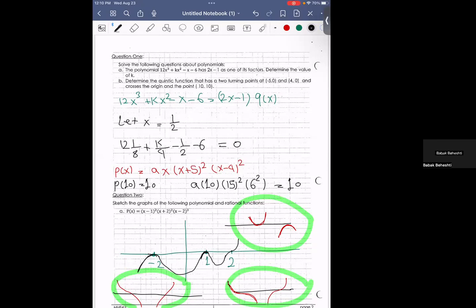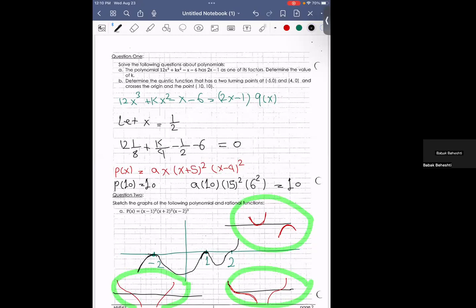How do you determine the direction? That's a good question. You determine it by looking at whether it's going positive or negative. If x is greater than 2, the values are all positive, right? So it goes up. If x is less than 2, it must be negative, so it cannot go up again.